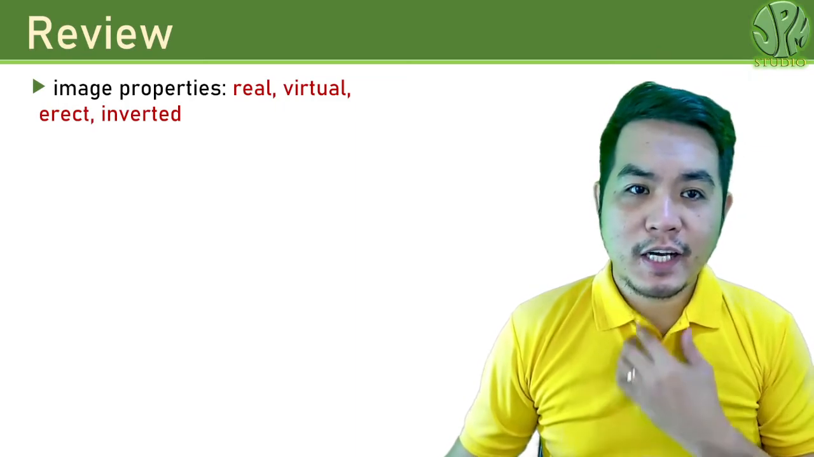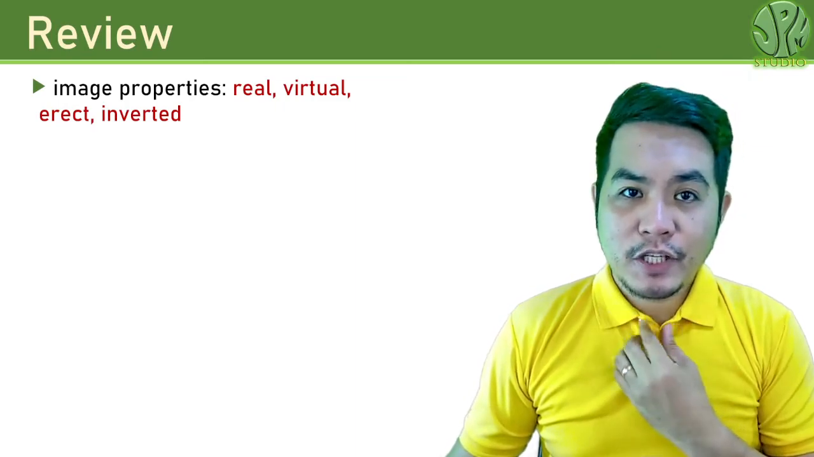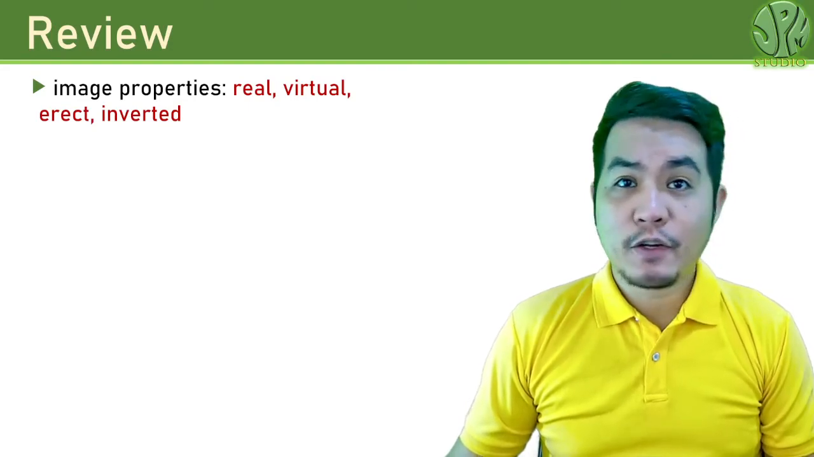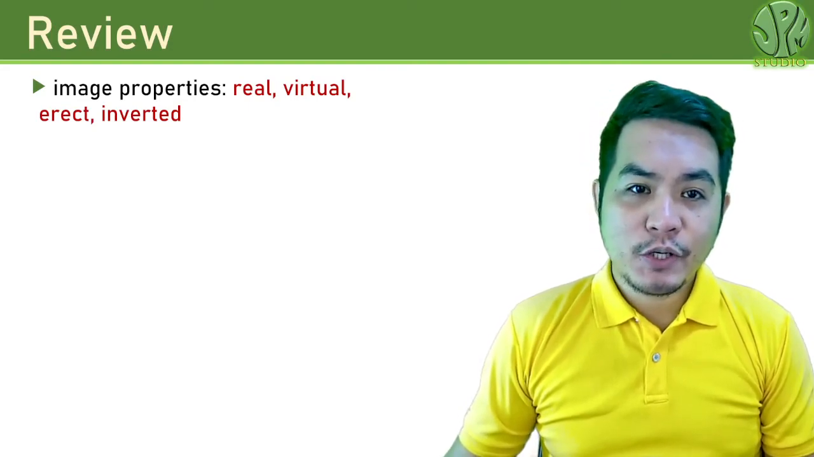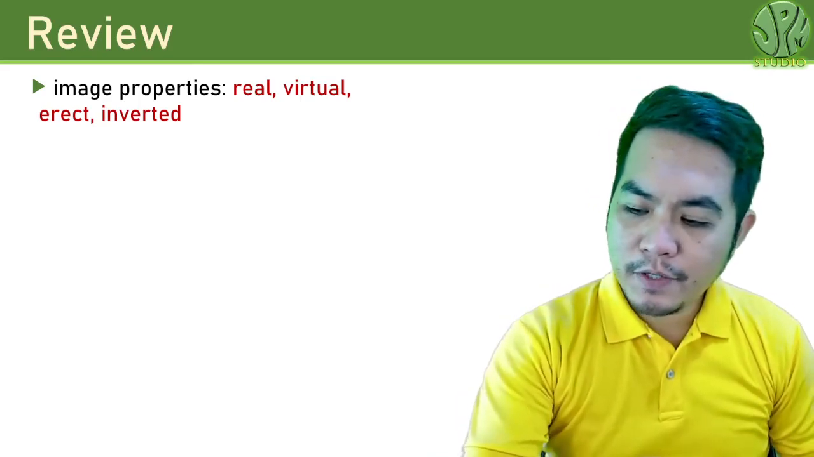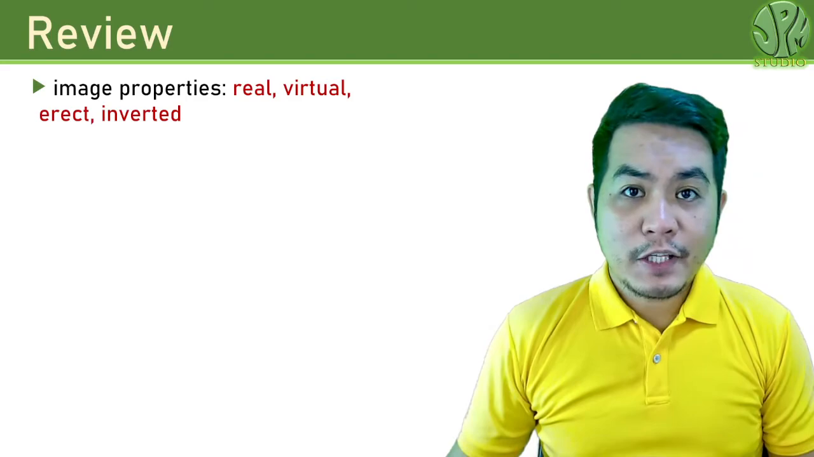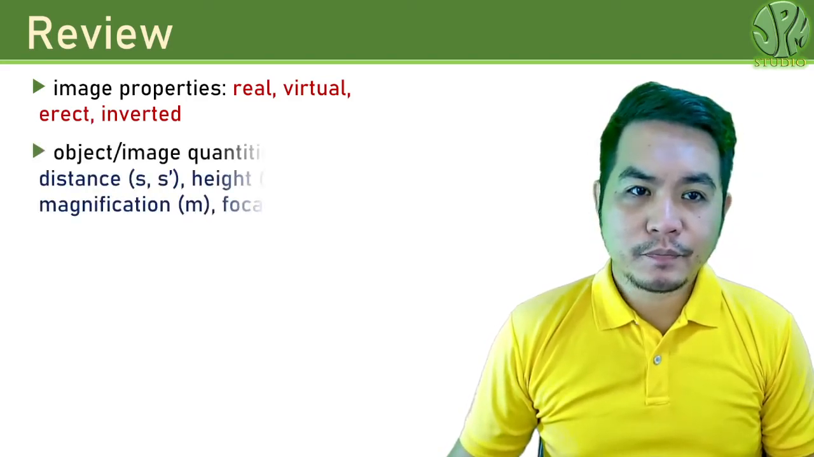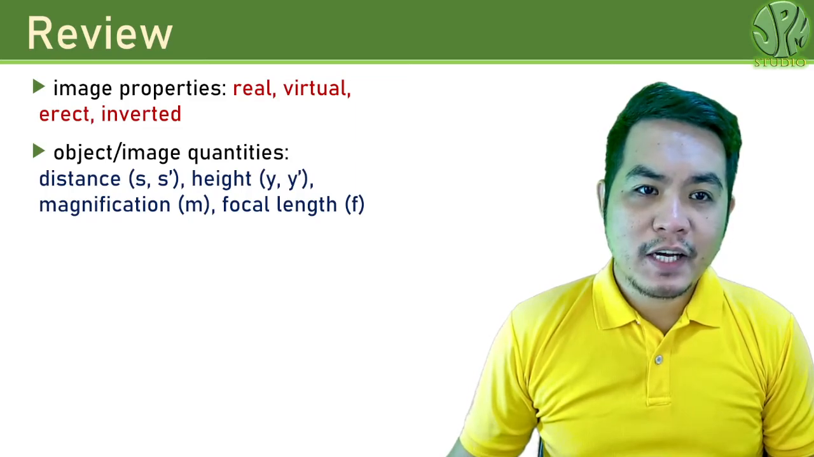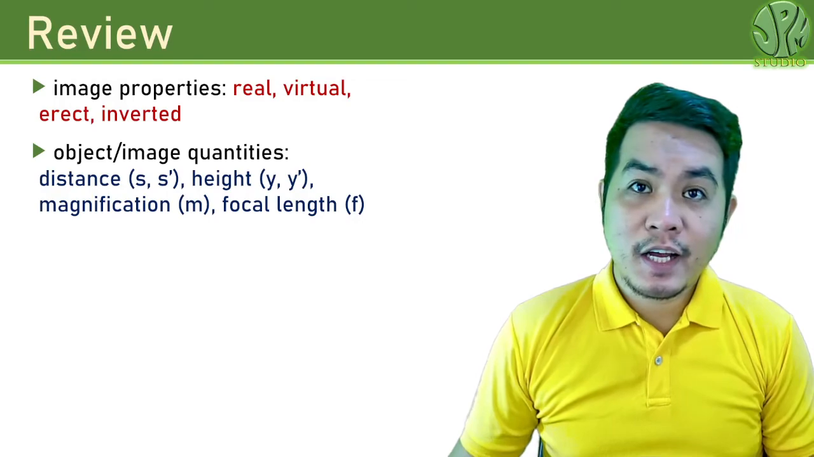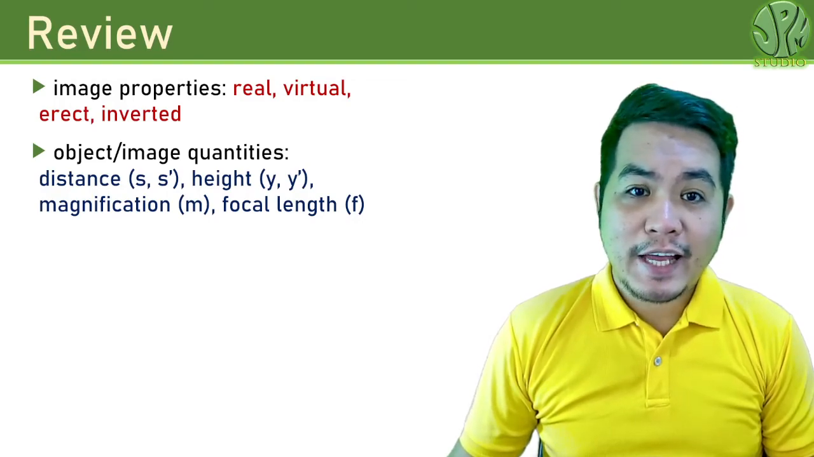we have discussed that an image can be described based on its nature and orientation. Its nature can be real or virtual. It can be a real or a virtual image, and its orientation can be an erect or inverted image. We also have discussed the different object and image quantities such as the distance, height, magnification, and the focal length.